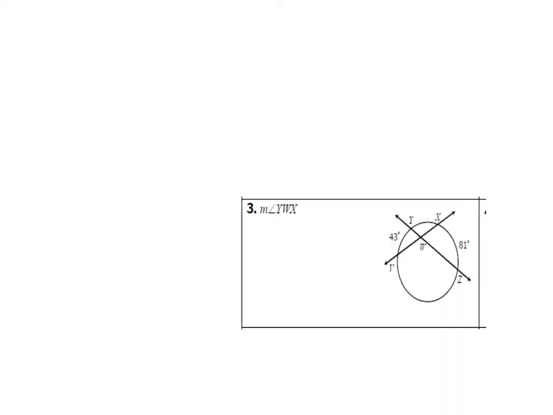All right, let's take a look at number 3. It says find the measure of the angle YWX. So I'm going from Y to W to X. So that's right here. Well, the arc across has no information. And the arc across here has no information. So what I'm going to do is I'm going to change colors. And I do see that this angle here is across from 43. And the angle, vertical angle on the other side is across from 81.